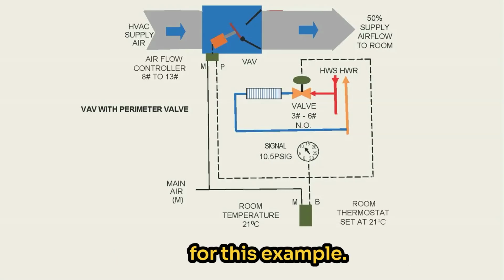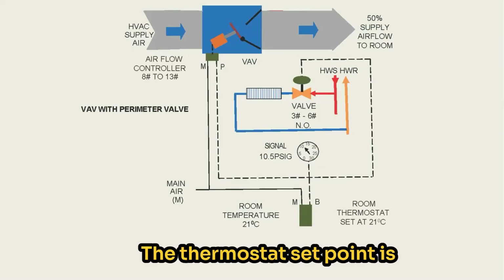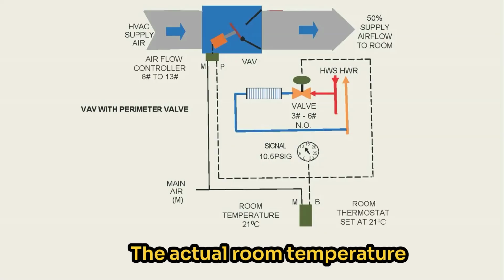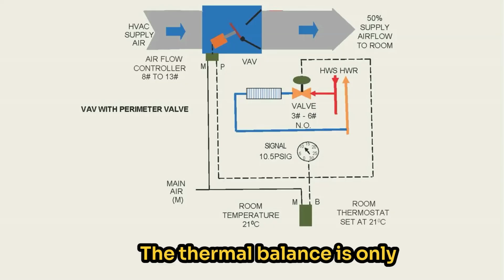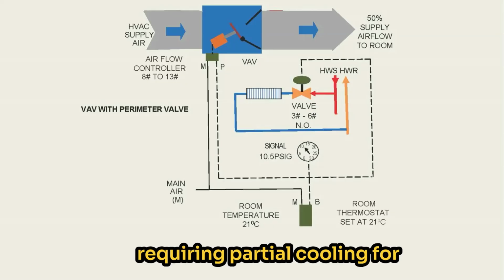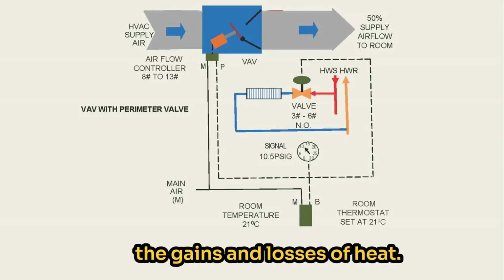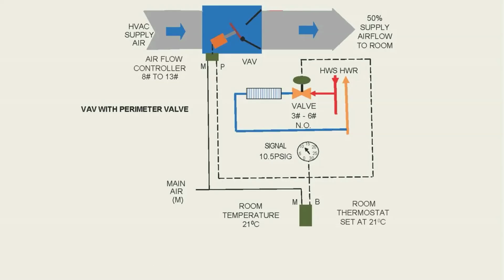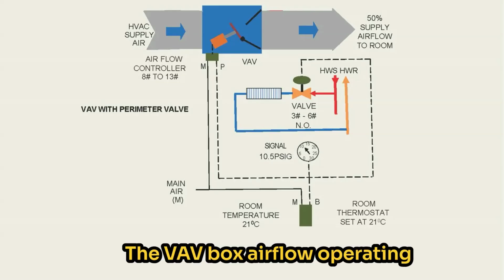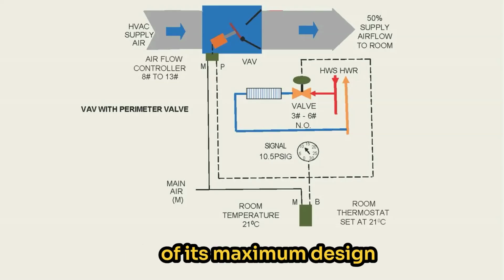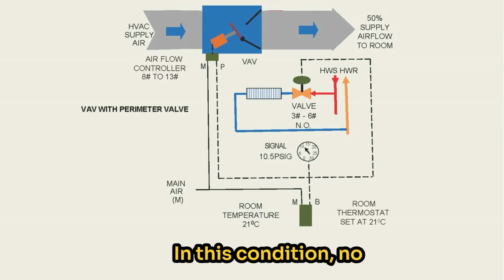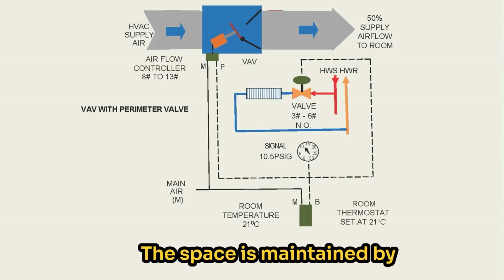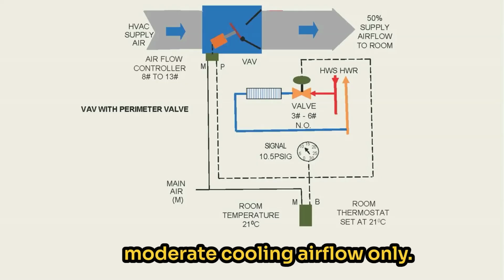Operating condition for this example: the thermostat set point is 21 degrees Celsius. The actual room temperature is 21 degrees Celsius. The thermal balance is only requiring partial cooling for the gains and losses of heat. The perimeter heat is off. The VAV box airflow is operating at approximately 50% of its maximum design capacity to provide cooling. In this condition, no heating is required. The space is maintained by moderate cooling airflow only.